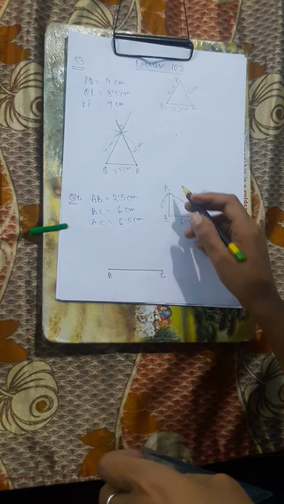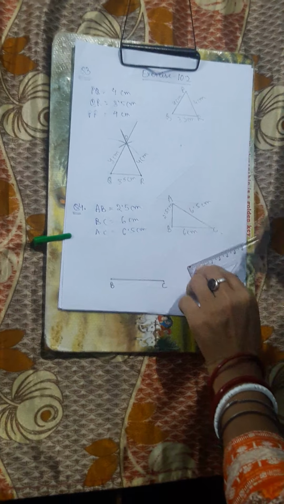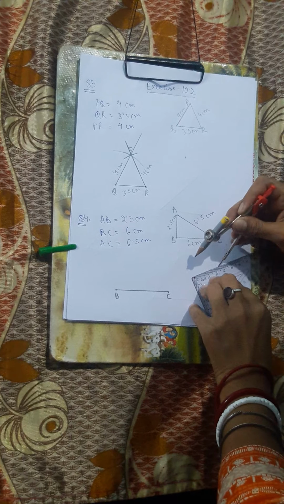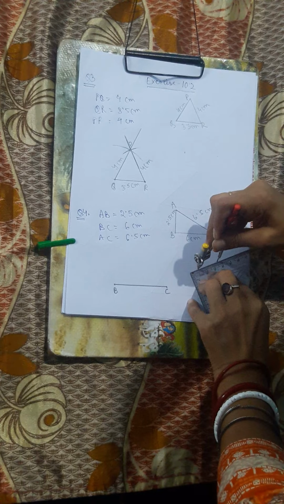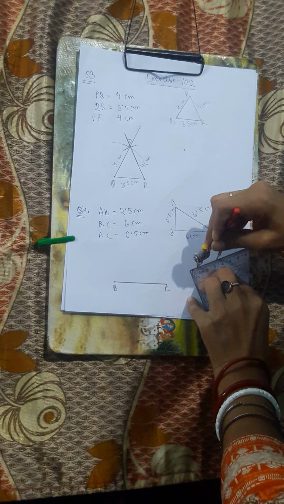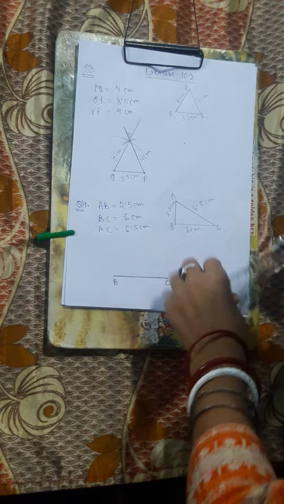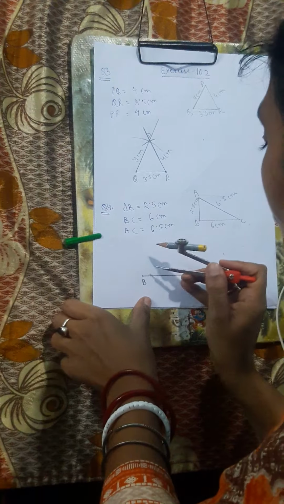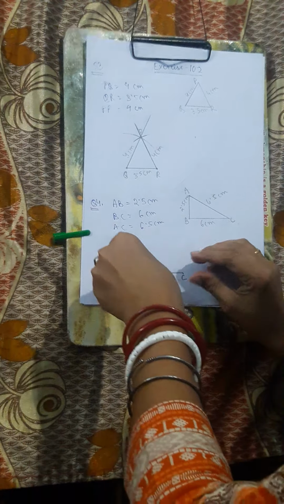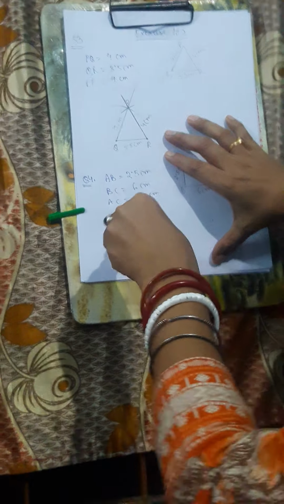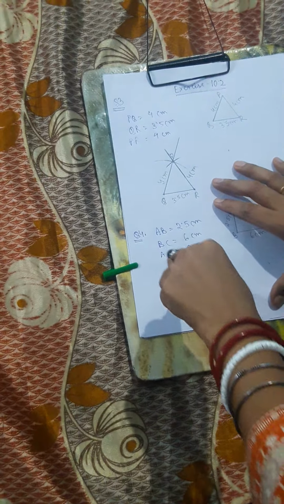Now AB will be 2.5 cm. So for that I have to measure 2.5 cm. Okay, let's come to that part. It will be 2.5 cm. Yes, by putting the compass, you have to take this one. That means the radius of the arc will be 2.5 cm. See, you must follow this one carefully. It is 2.5 cm. Done.